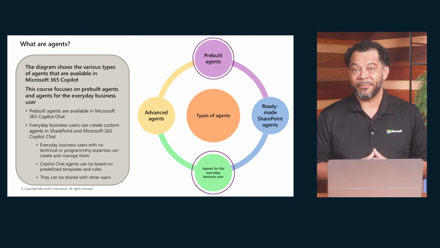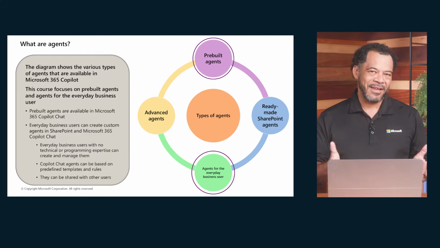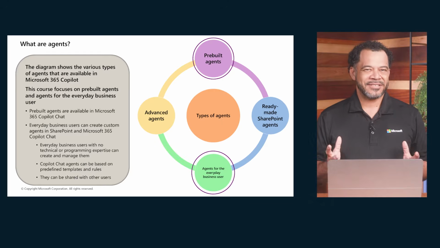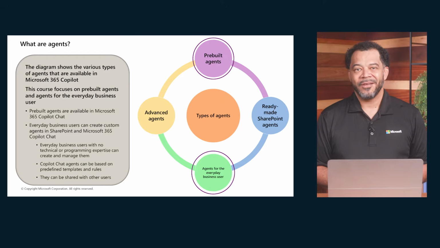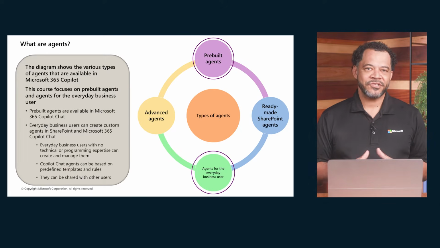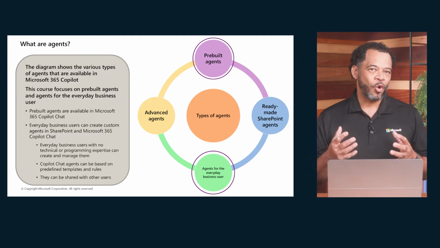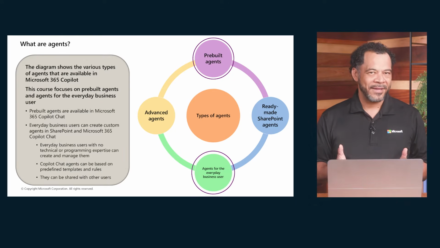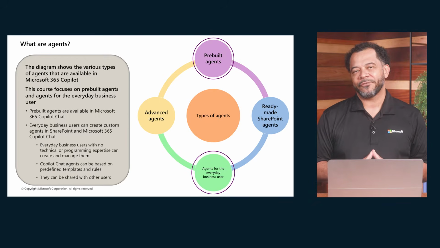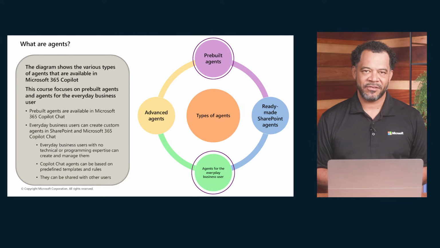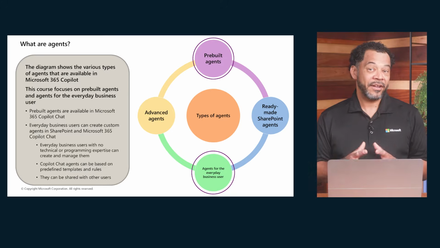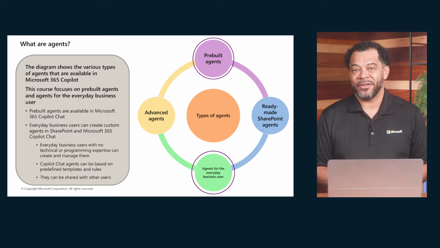What's important to remember, though, is that regardless of the type, agents are here to make your life and your work easier. They simplify tasks, provide personalized support, and help you stay organized, all without needing to be a tech expert. So whether you're using a pre-built agent, customizing one for your team, or working with a developer to build something advanced, agents are a key part of transforming how we work in Microsoft 365. So let's keep going on and explore who can actually create and use these agents and what that means to your organization.